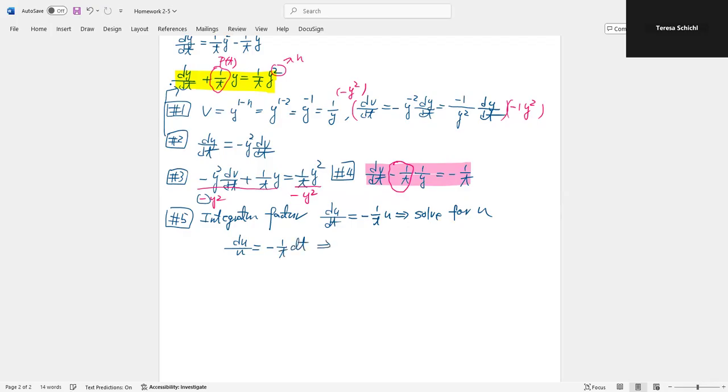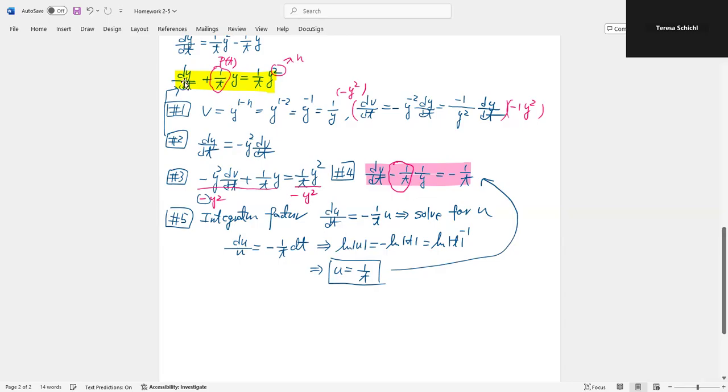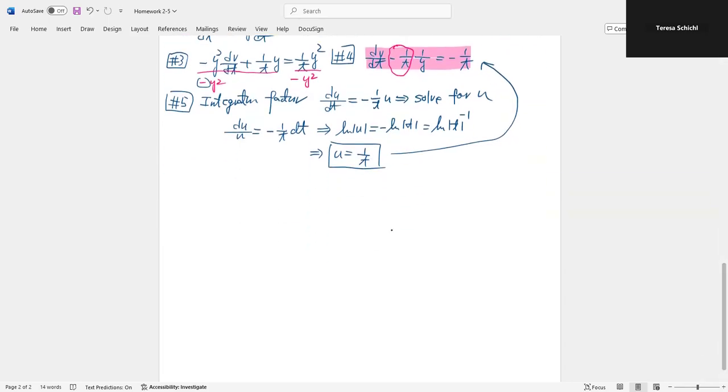Then I integrate both sides. I will get natural log u equal to natural log t. I can move the negative sign inside the natural log, so I will get u equal to 1 over t. All right, so u equal to 1 over t. Then remember, I need to multiply this to this equation here, right? So this is problem step number 6. Okay, so times 1 over t.